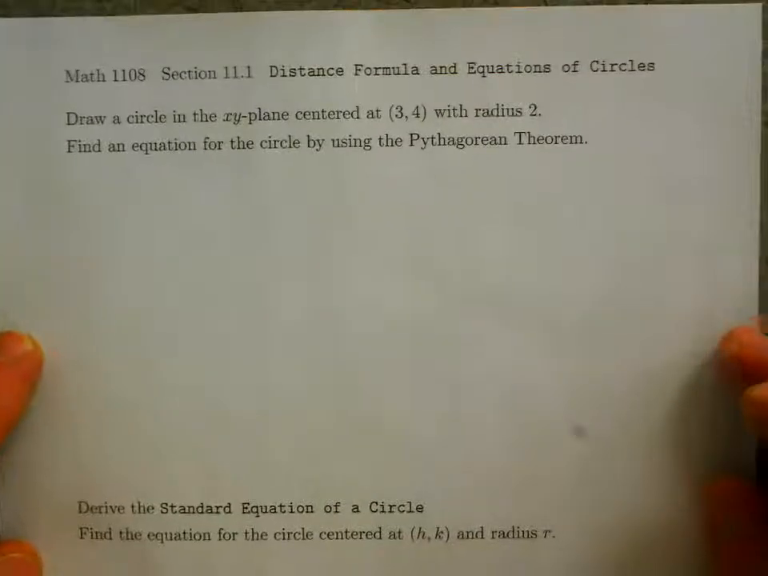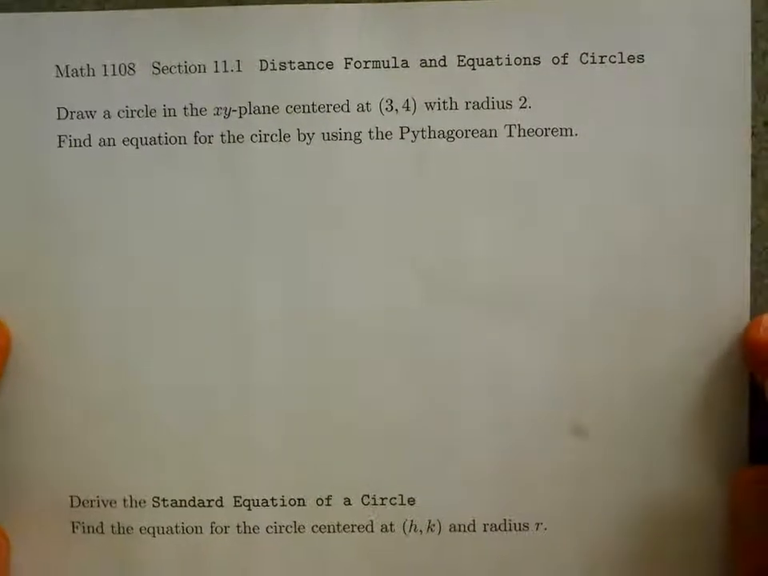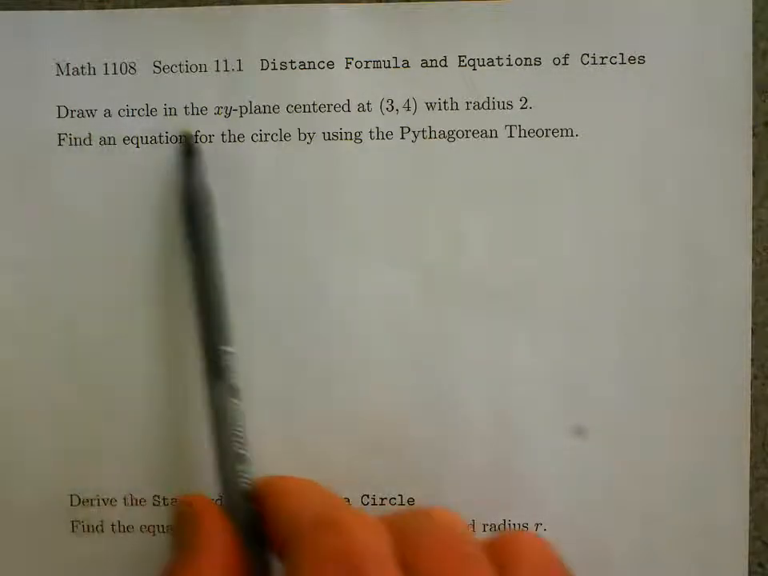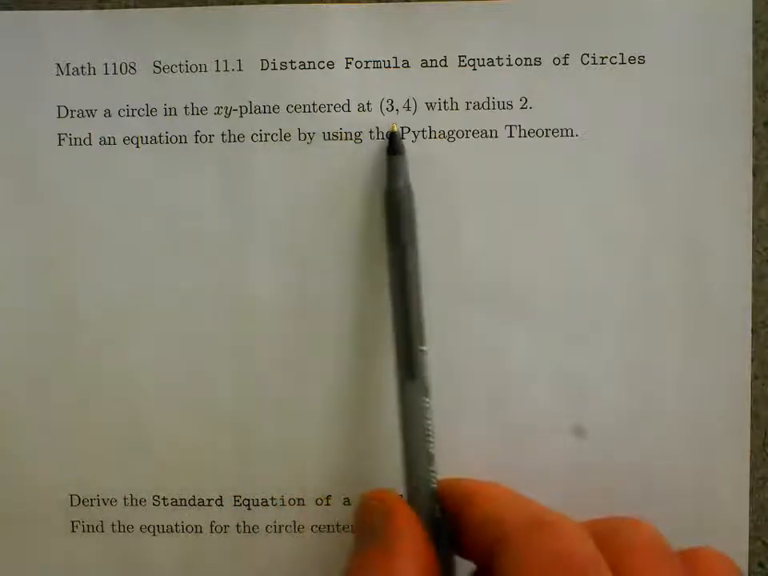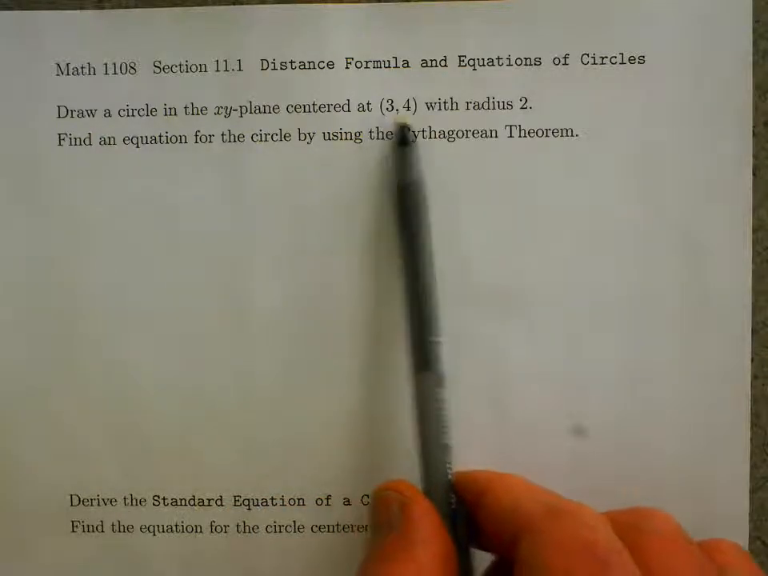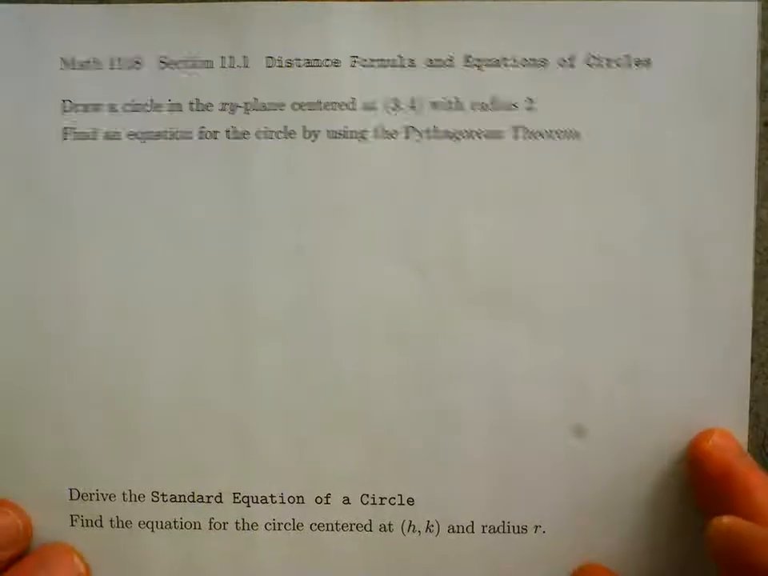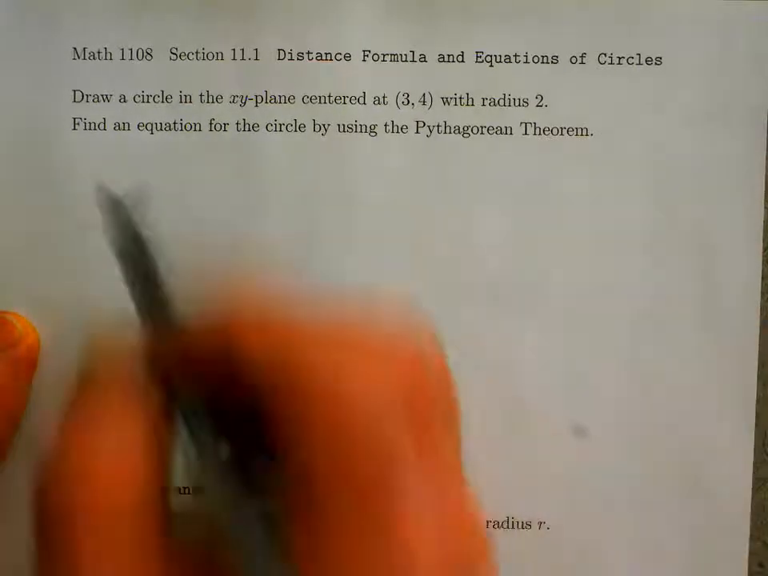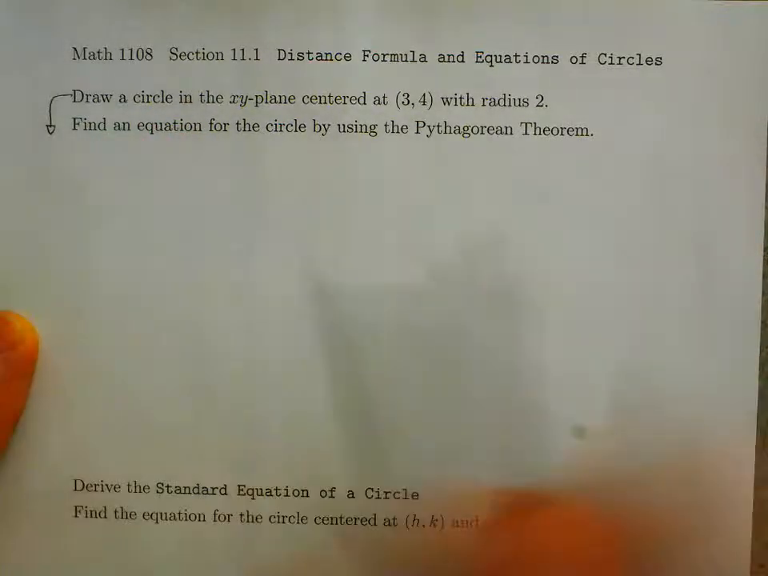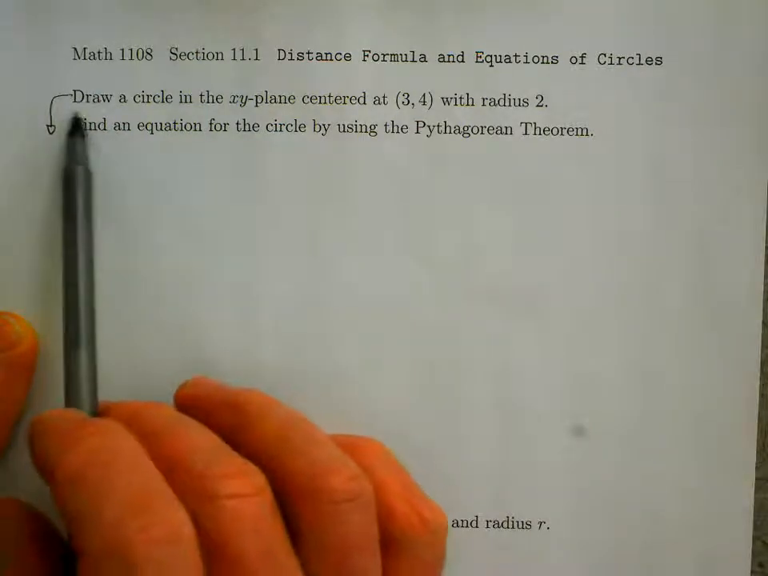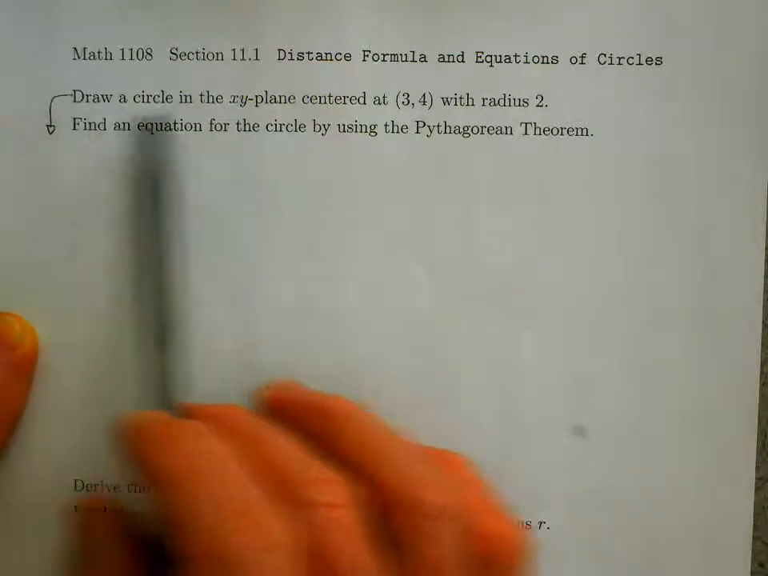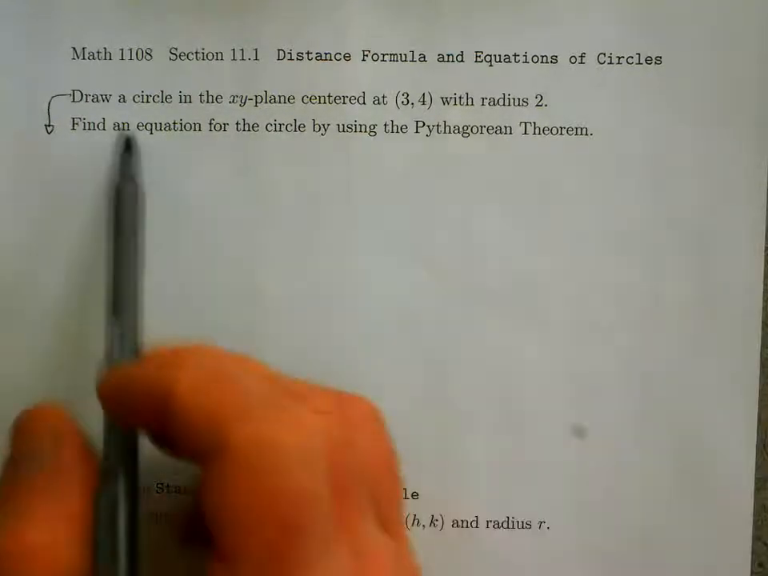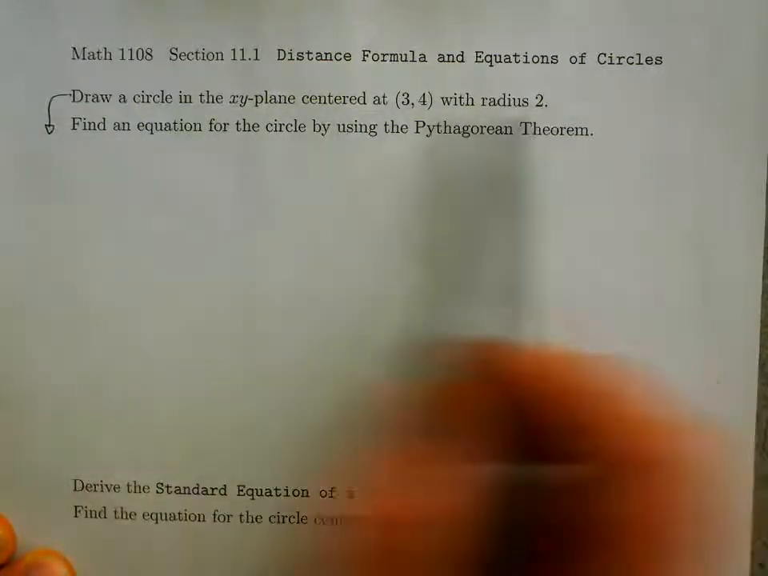Okay, now we'll move on to circles. So we'll start by drawing a circle in the xy plane centered at the ordered pair 3, 4 with radius 2. Okay, so I'm telling you what I'm going to be doing, so in the event that you can't recognize my drawing, at least this tells you what it's supposed to be.